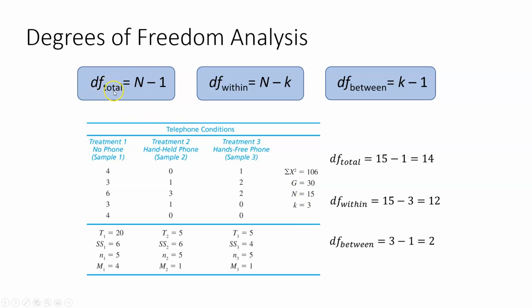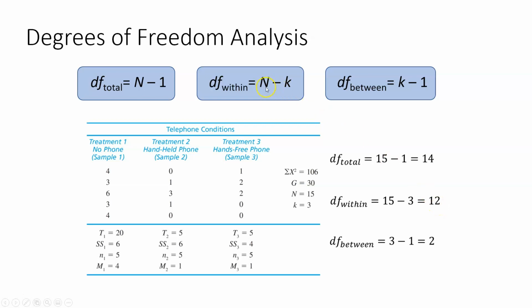So degrees of freedom total equals big N minus 1. That's big N 15 minus 1 is 14. Degrees of freedom total is 14. The degrees of freedom within, by one computation, is big N minus k. 15 minus 3 is 12.